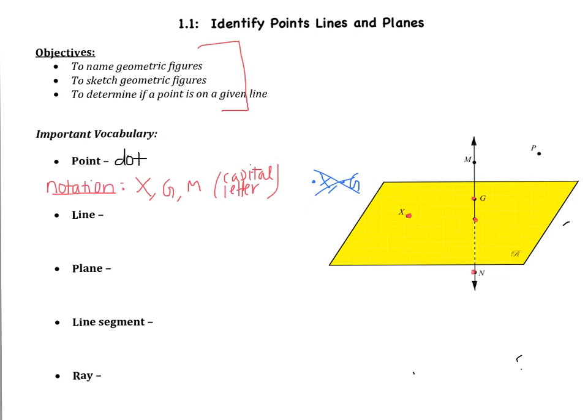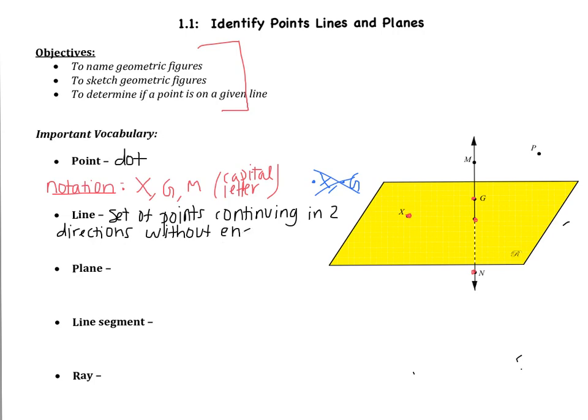So a line, then, is a set of points continuing in 2 directions without end. So in that figure to the right, you can see one line. So this line right here. So it has a whole bunch of points here that you can't see, but they just continue in 2 directions. They continue up and they continue down.